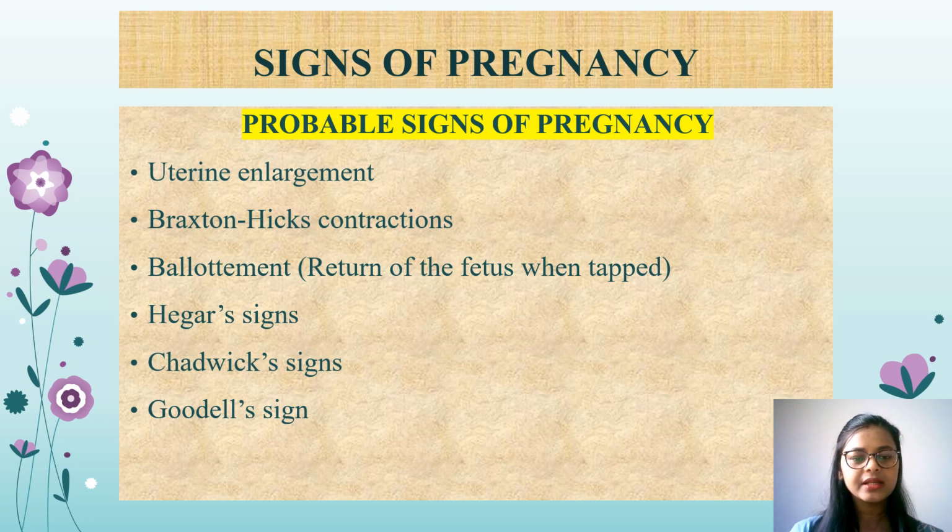Hegar sign is compressibility and softening of the lower uterine segment, and it is usually seen at the 6th week of gestation. Chadwick sign is a bluish discoloration of the vagina, vulva, and cervix. Goodell sign is softening of the cervix, and it is usually seen in the 2nd month of pregnancy.